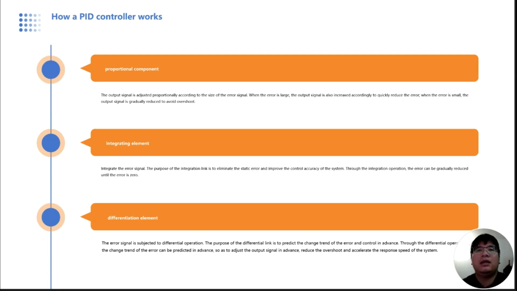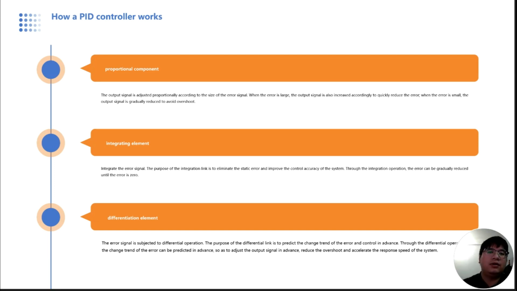The integral component is like a memory. As long as the error still exists, even if it is small, it will accumulate bit by bit and continue to pursue it until the error is ultimately eliminated to zero. That's why it can improve the accuracy of the system.